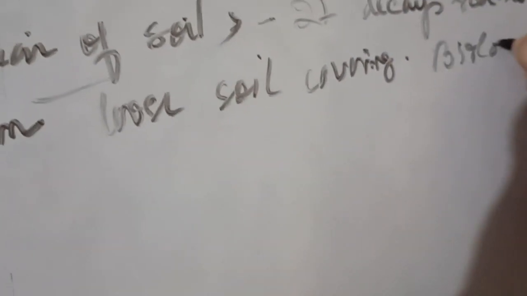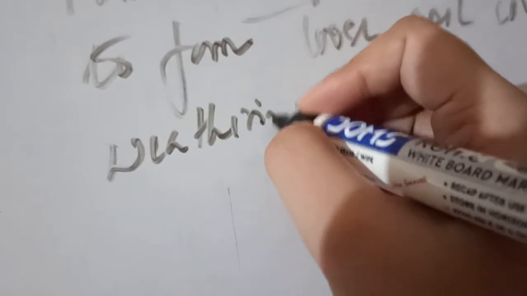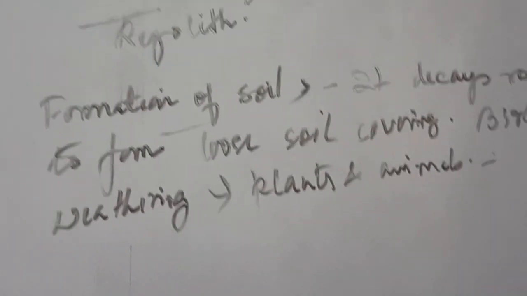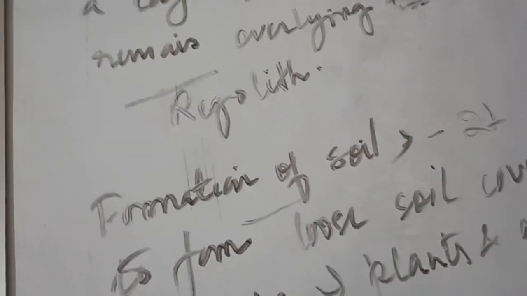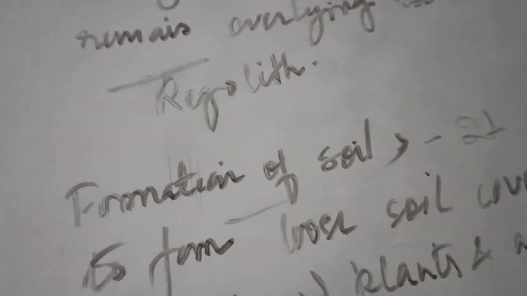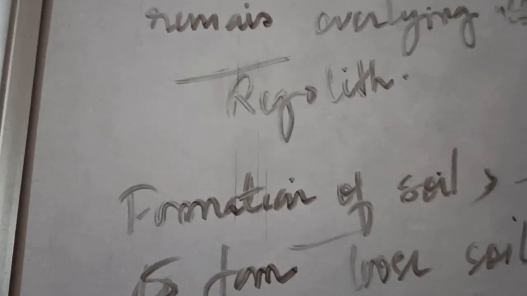Biological weathering also helps in the formation of this soil. How the biological weathering is carried out: specifically by the plants and the animals, which often play an important role in the formation of the soil, because it helps in the mixing of the surface and the subsurface soil. So as a result of that, the intermixing of the soil and the inner layer of the rock materials also helps in the formation of the soil.